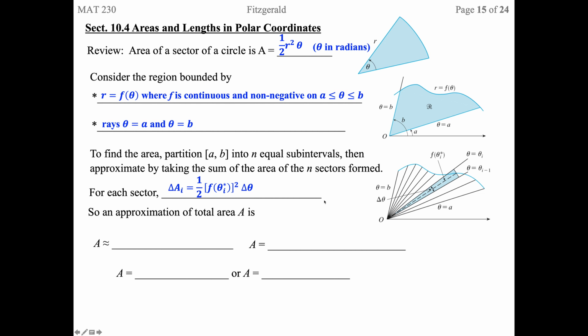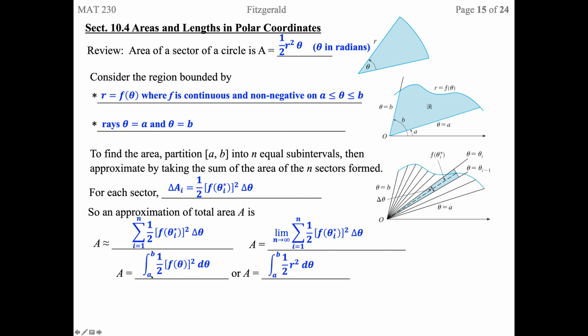So for each sector, the change in our area sub i equals 1/2 f of theta sub i, all that squared, times change in theta. So we're looking at that particular section right there. Well, just like we've done in the past, we build all these up, we turn them into a summation, but this is an approximation. And to get our approximation to become an actual value, we take the limit of this summation as n goes to infinity, and we have either one of these two formulas.